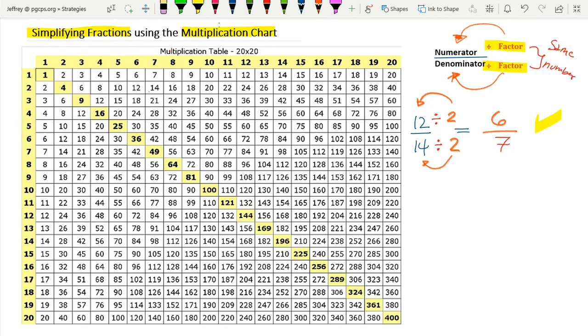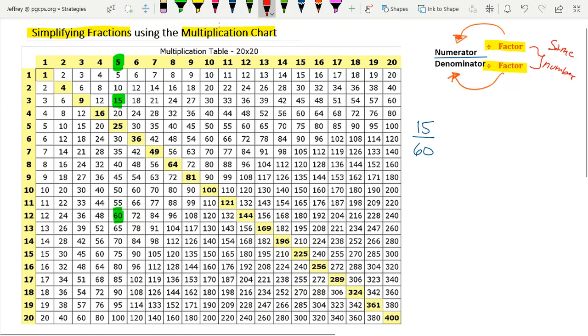Now for our next example, let me erase this part, would be 15 over 60. Now you can pause the video and then play it again once you're done. So it's going to be 15 over 60. Now, most students would look for 15 and 60 right away, and they would say, hey, I see 15 here, and I also see 60 here. Would that be okay? It's under the same column for 5. So that means I can divide 15 and 60 by 5.